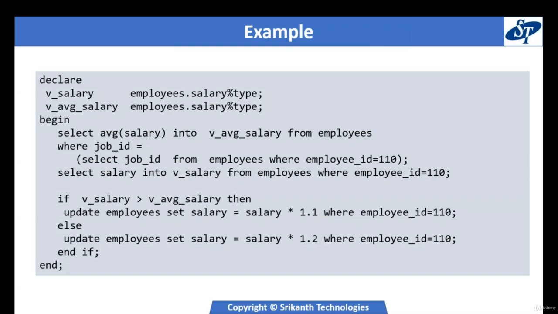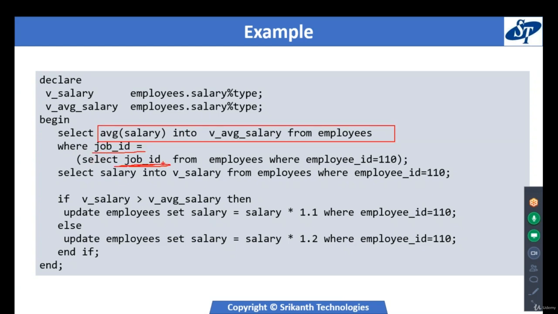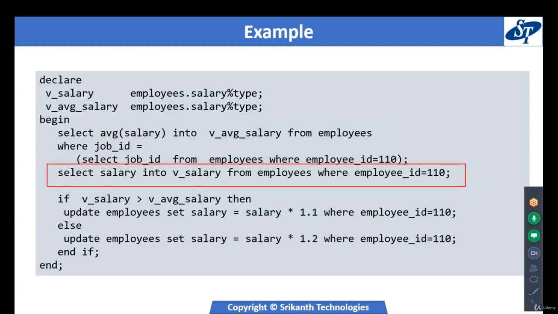I want to find out the average salary of employees who are in the same job as employee 110. So find out the job ID of 110 and find out the average salary of all the employees where the job ID is whatever is the job ID of 110. Let us say 110 is a sales manager. Then we get the average salary of sales managers. And then I want to find out what is the salary of 110.